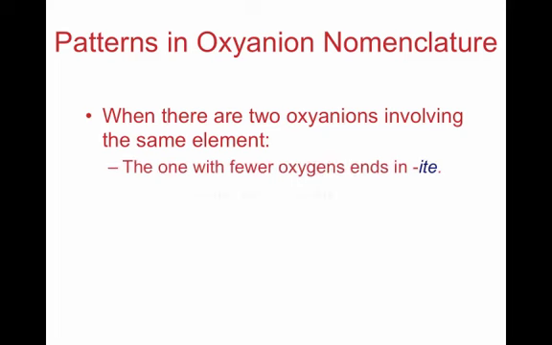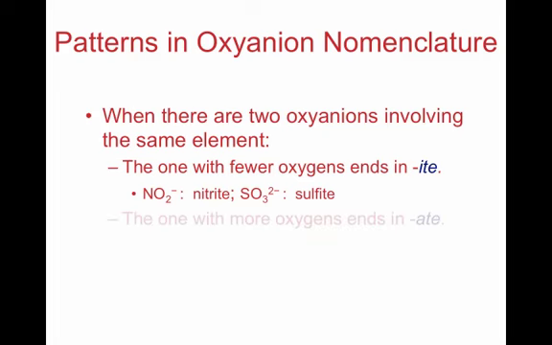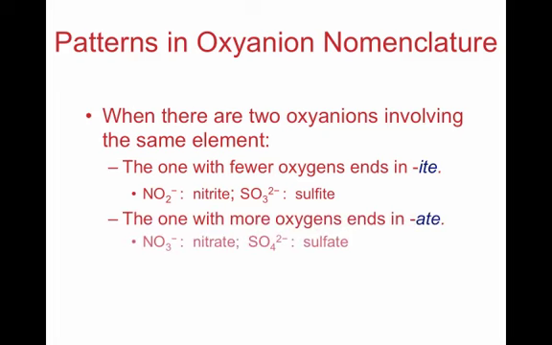Let's talk about oxyanion nomenclature. This is dealing with polyatomic ions, polyatomic oxyanions. When there are two oxyanions, meaning two polyatomic ions that contain oxygen, involving the same element, the one with fewer oxygens ends in ITE. For example, I've got two examples on the board: NO2 1- and SO3 2-. Nitrite has fewer oxygens than nitrate, being NO3. Sulfite has one less oxygen than sulfate in this next molecule.